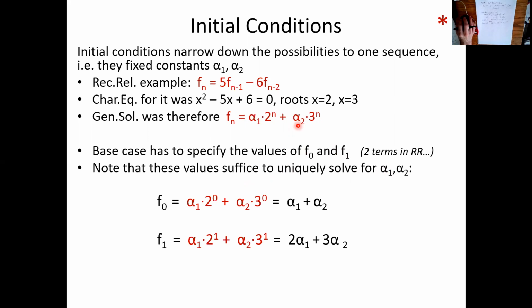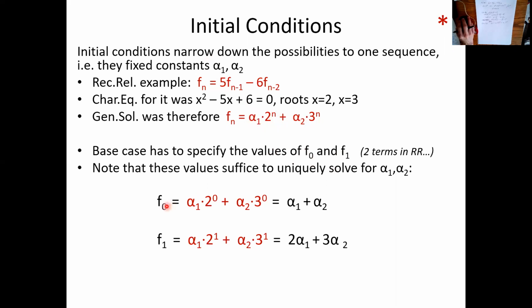So I didn't really prove to you that these are the only solutions to this recurrence relation. I proved that all such expressions solve this, but not the other way around, that these are the only ones. But for now, believe me that this is really the only solution to this recurrence relation. If that is so, then setting up F0 and F1 to any particular values will basically fix alpha 1 and alpha 2.